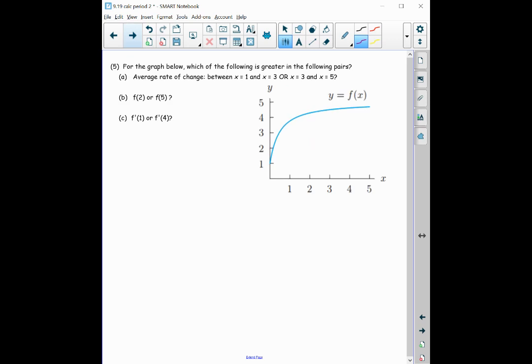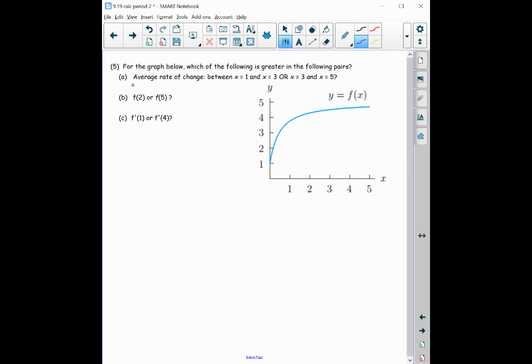Okay, number 5. For the graph below, which of the following is greater in each of these? So pause me, answer each of these, maybe 30 seconds, 45 seconds. Actually, you can pause me for as long as you want because you're doing this on your own, but unpause me when you're ready and I'll go over it.